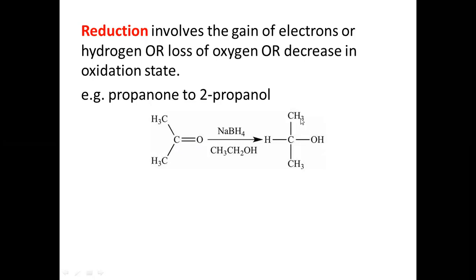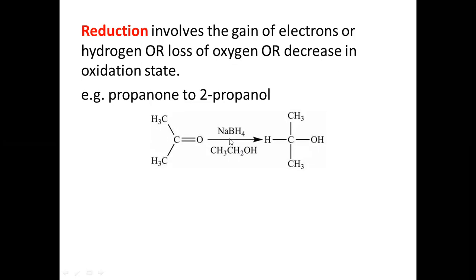Whereas here you can see in the product, in 2-propanol, 3 plus 3, 6, 7, 8 hydrogens. So there is an increase in number of hydrogen atoms from reactant to product. So this conversion of propanone to 2-propanol, you can classify as a reduction reaction, where we can see there is an increase in number of hydrogen atoms. So this is taking place in presence of a reagent called sodium borohydride. So this reagent, which is reducing propanone to 2-propanol, is called a reducing reagent.